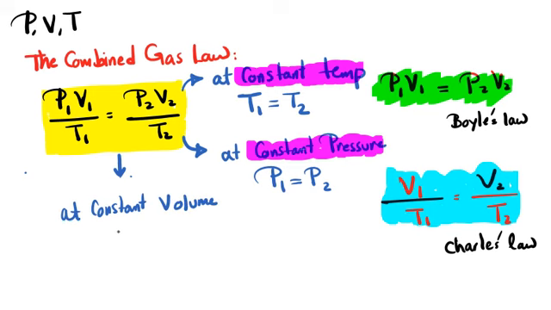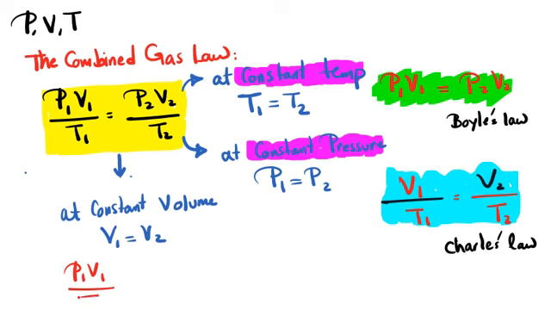At constant volume, it means V1 is equal to V2. So I'm sure you can rewrite this equation one more time: P1 V1 over T1 is equal to P2 V2 over T2. And right now we are going to remove volume from the equation because there is no change for volume.